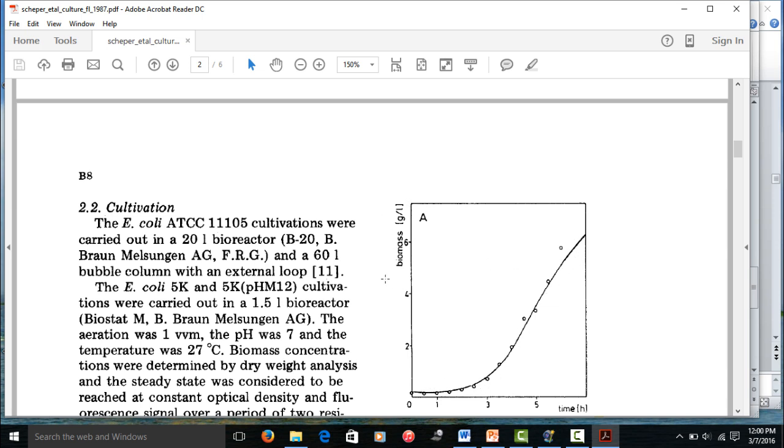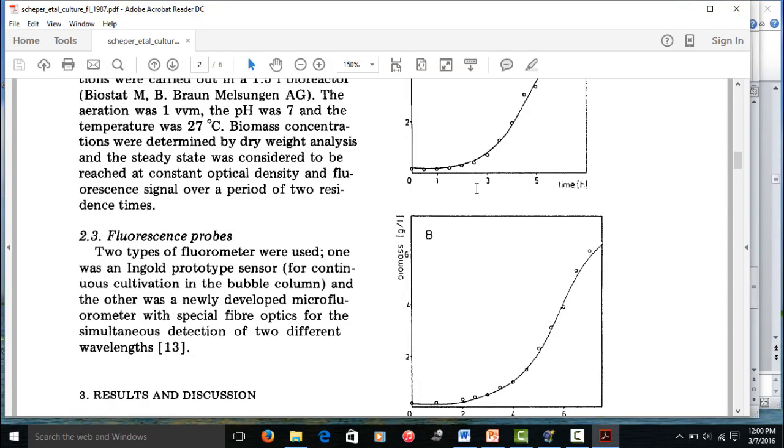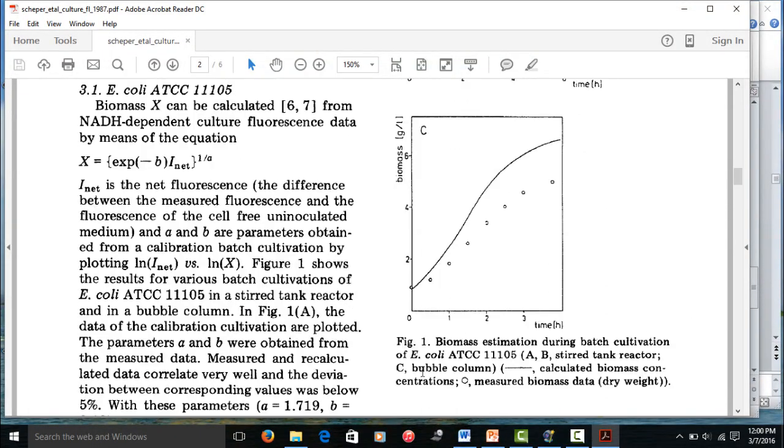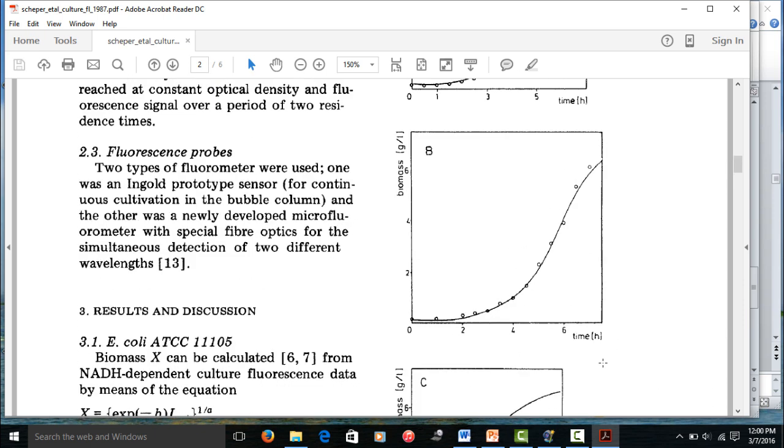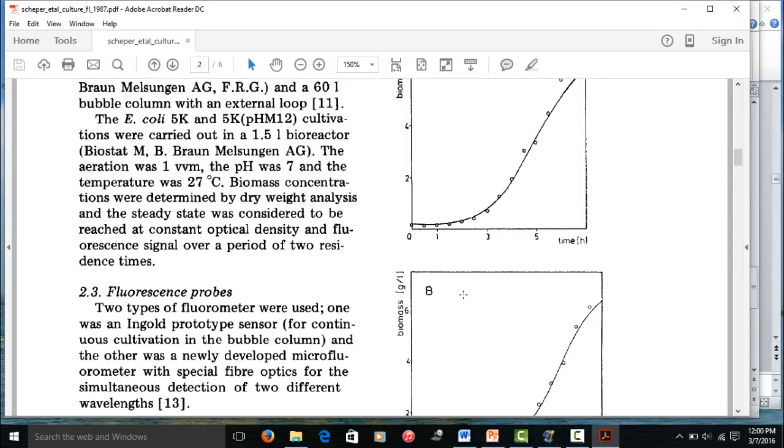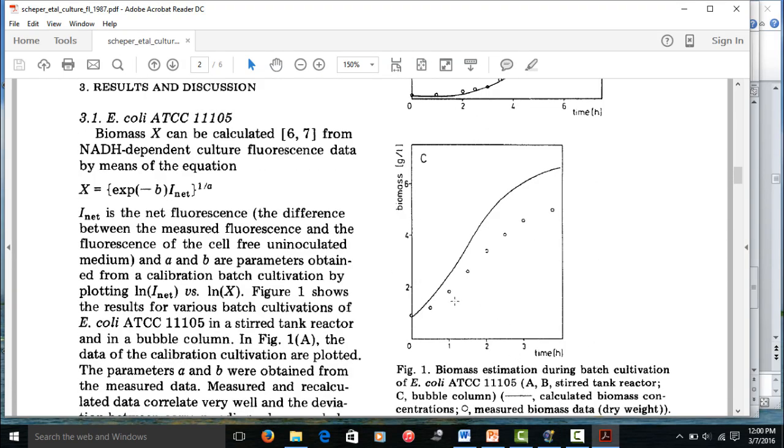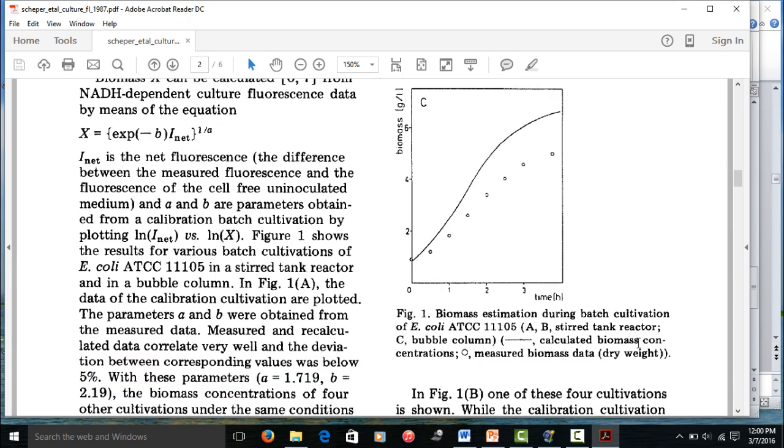This is what we talked about as a measure of the cell concentration itself. This is biomass or cell concentration in grams per liter versus time by two methods. One is the traditional OD method, and the other one is the culture fluorescence method. It agrees in many situations. It doesn't agree in one such situation. This is bubble column conditions. If it is a stirred reactor, there is absolutely no problem, whereas in a bubble column there seem to be interferences which lead to a difference between these two. So one should be careful while using culture fluorescence in bubble columns. It makes sense because bubbles will interfere.